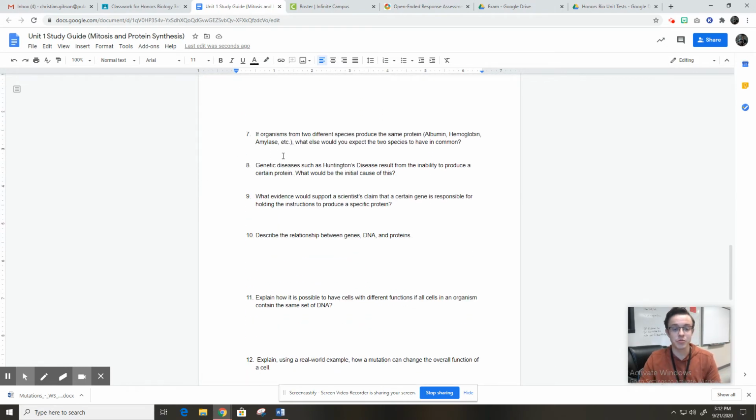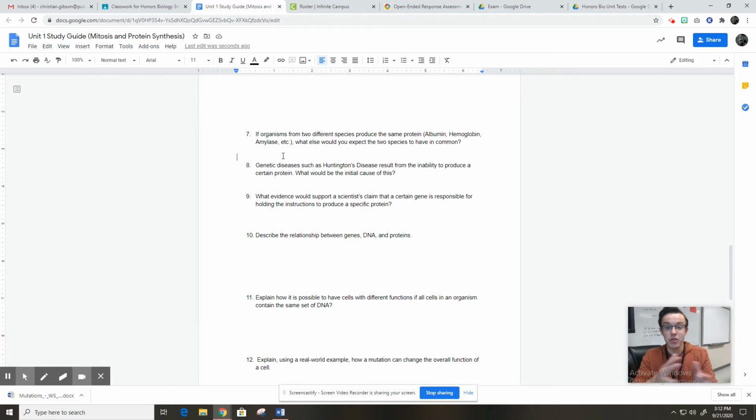Number 7, if organisms from 2 different species produce the same protein, such as albumin, hemoglobin, amylase, whatever, what else would you expect these two to have in common? Well, you got to think. So let's say I'm using one cookbook and you're using a different cookbook, and we both happen to make the same food, the same kind of food. What does that tell us about those 2 cookbooks? Each of those cookbooks each have the same recipe for the food that we just made.